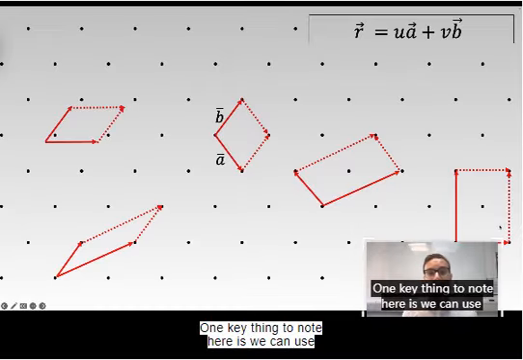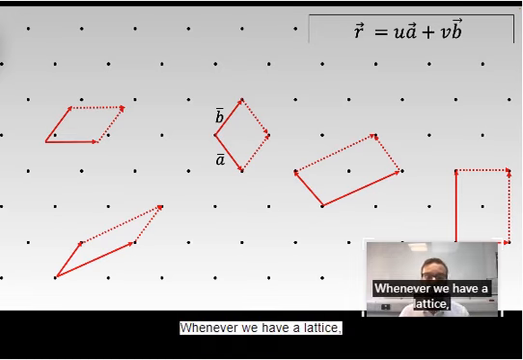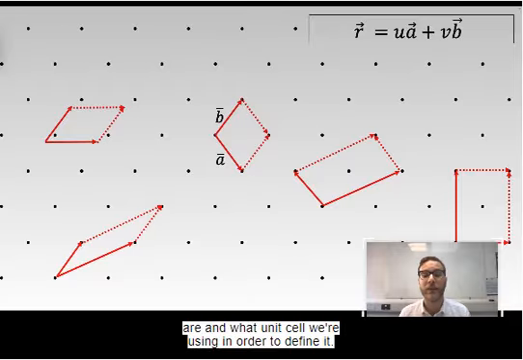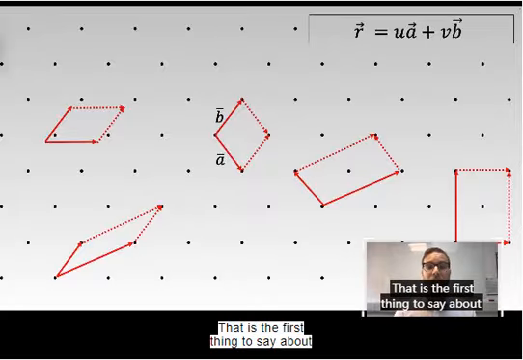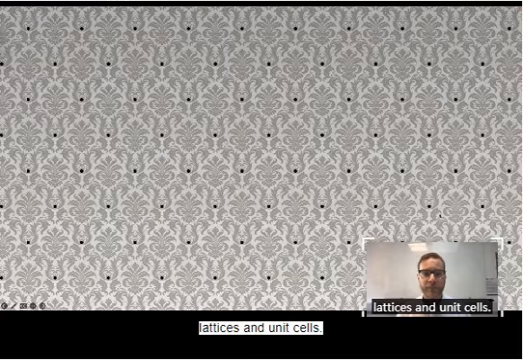And the key thing, or one key thing to note here, is we can use different cells in order to define the same lattice. So whenever we have a lattice, it's really important to understand what the lattice vectors are and what unit cell we're using in order to define it. So that is the first thing to say about lattices and unit cells.